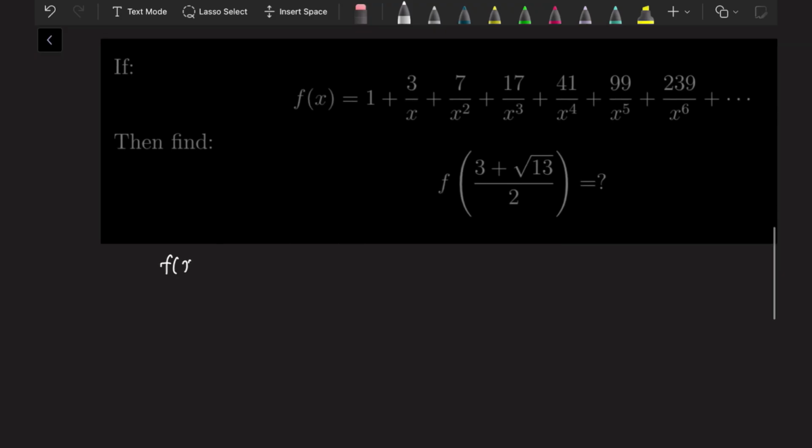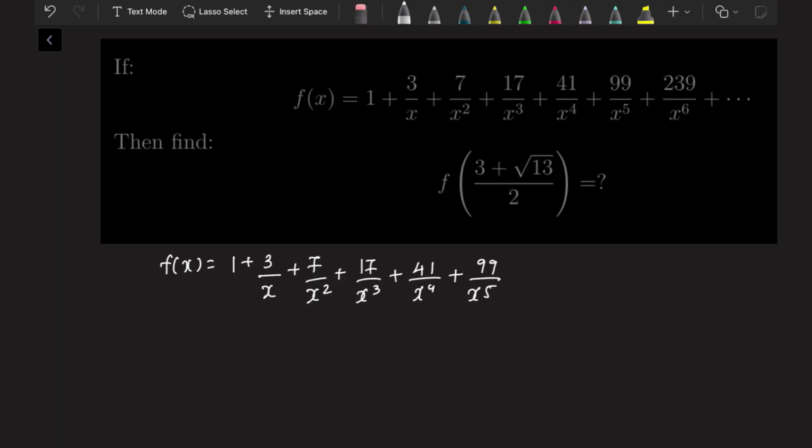So let us write it down over here again. Sorry for this gray color type question, so now just writing in white color. f of x has been given as f of x equals 1 plus 3 upon x plus 7 upon x square plus 17 upon x cube plus 41 upon x raised to 4 plus 99 upon x raised to 5 plus 239 upon x raised to 6, and so on.